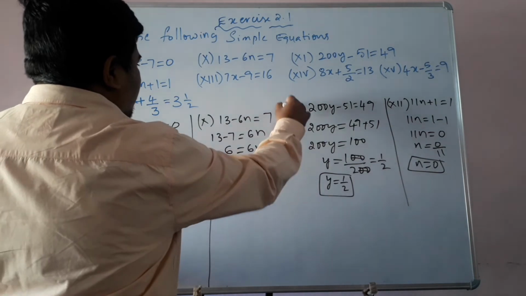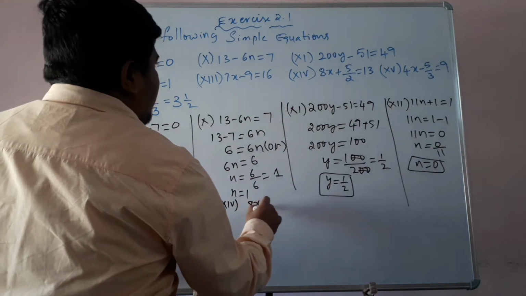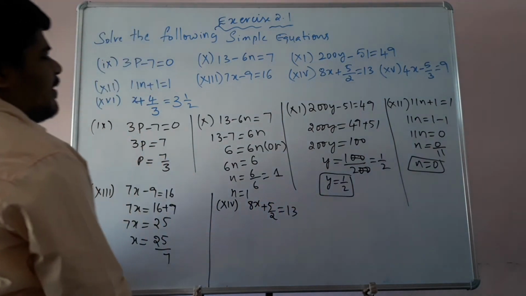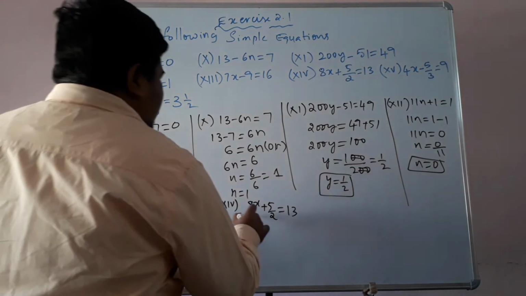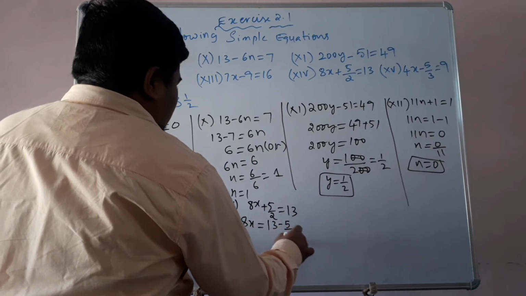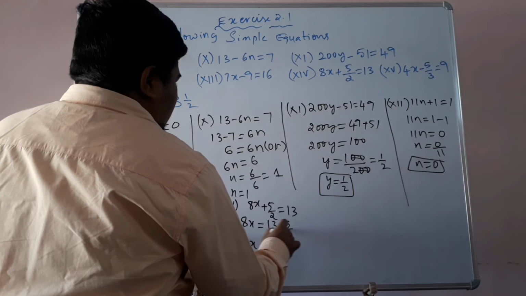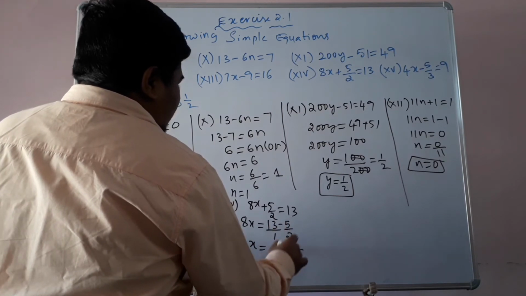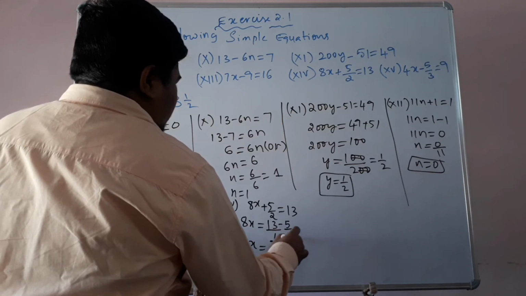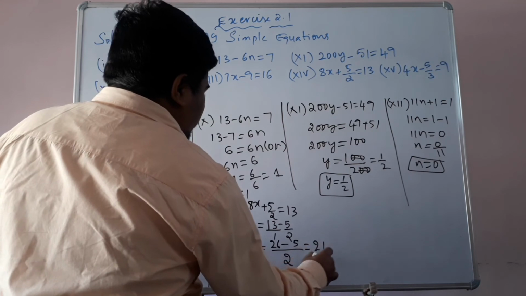Okay, let's see the 14th problem. What is the question? 8x plus 5 by 2 is equal to 13. So now, children, 8x is equal to 13 minus 5 by 2. So 8x is equal to, children, 13, nothing but 13 by 1. So take the LCM. LCM of 1 and 2 is 2. 1 2s are 2. 2 into 13 is 26. Minus 2 1s are 2. 1 into 5 is 5. That is equal to 21 by 2, children.